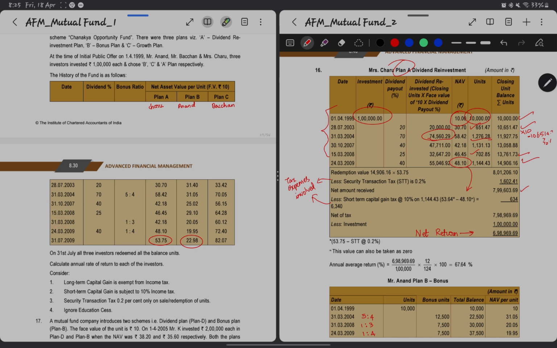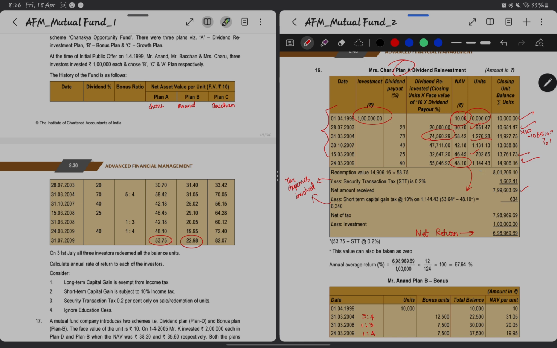So on those, long-term capital gain will be applicable, and hence in the assumption also they have told long-term capital gain is exempt from income tax for this problem. So that will not be considered. Only short-term capital gains at 10% on the recent units. Only on this 1144 will be calculated. In that also we have to calculate on only the gain.